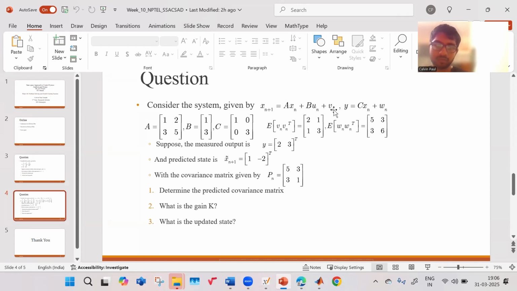It is not depending upon time. Yeah, it is not depending on time because the ABC matrices are independent of n. Okay, so we have an A matrix, B matrix, C matrix.